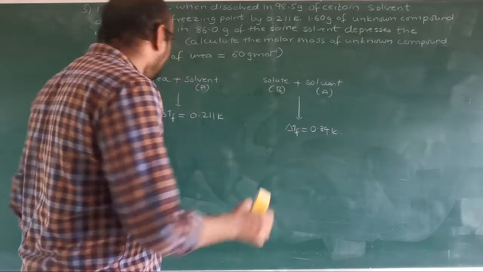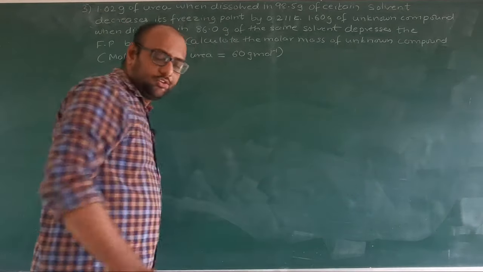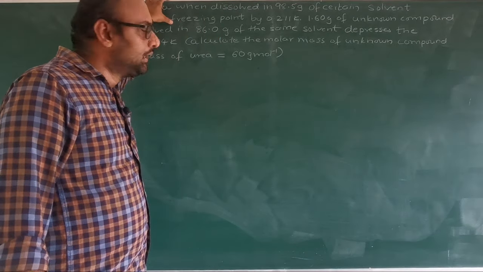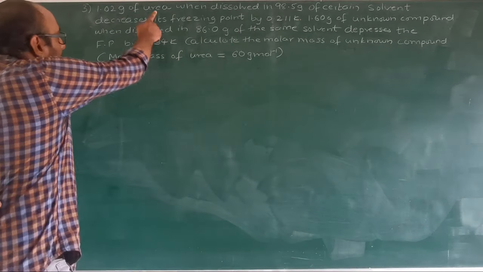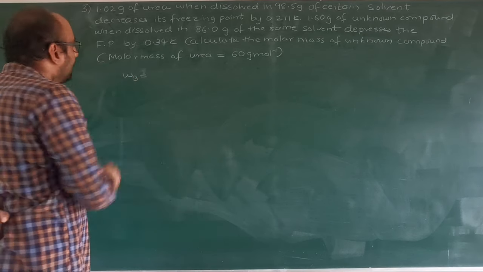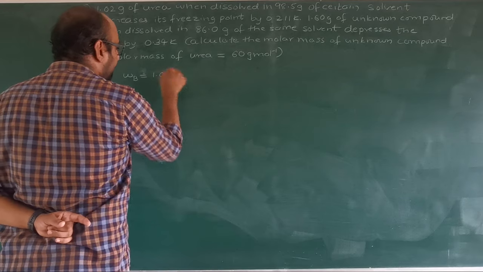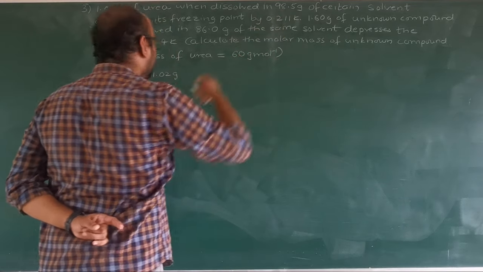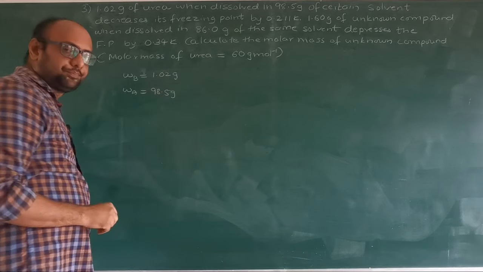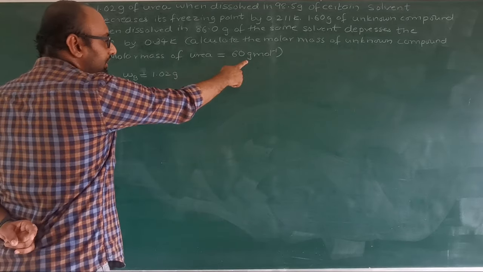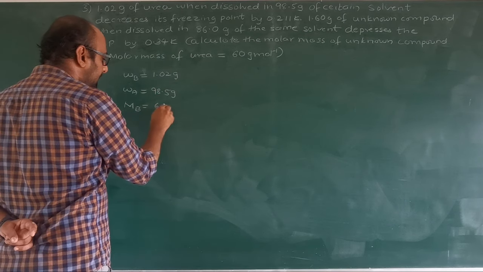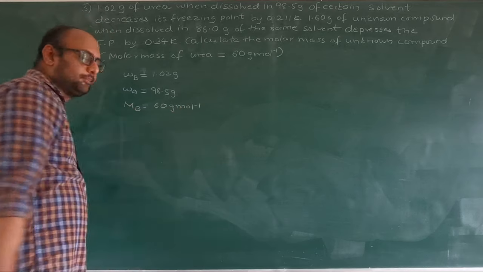Now, first let me write what is given. Let us talk about solution one first, the urea solution. Then we will come to the second solution. Now here, the mass of urea is given. You know urea is the solute here. So WB, mass of urea, is equal to 1.02 gram. Mass of solvent WA is 98.5 grams. Molar mass of urea is given, so MB is equal to 60 gram per mole.